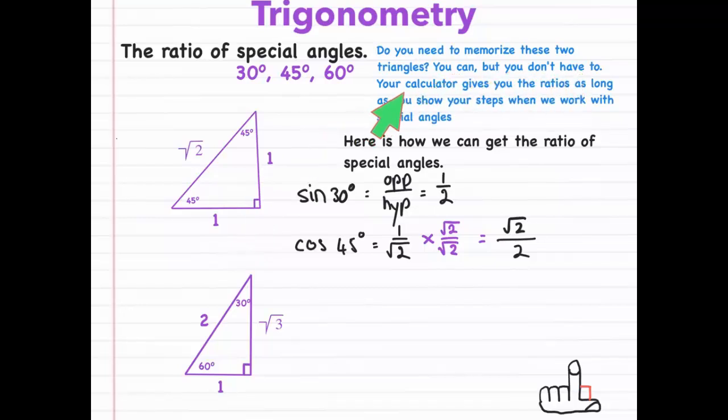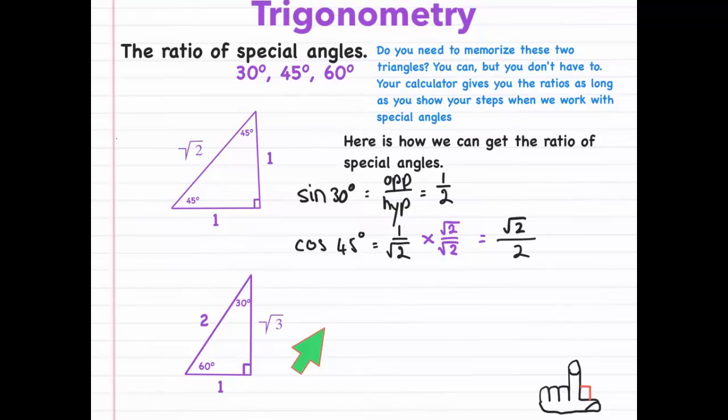All that you have to do is your calculator gives you the ratios, but please don't just run into your final answer. You have to show your steps. So if you see sine 30 degrees in your question, you have to write down it's a half. If you have cosine 45 degrees, you have to write down square root 2 over 2.